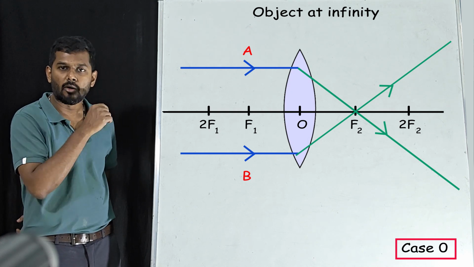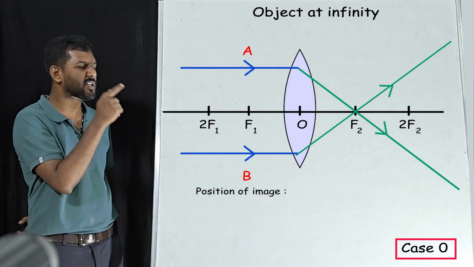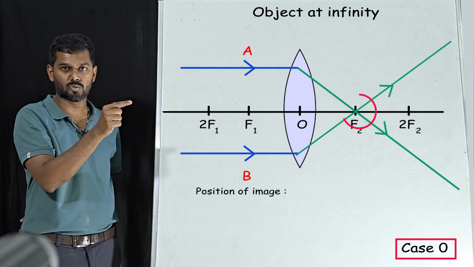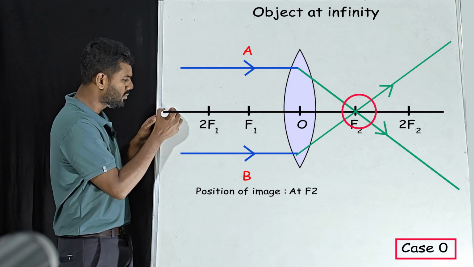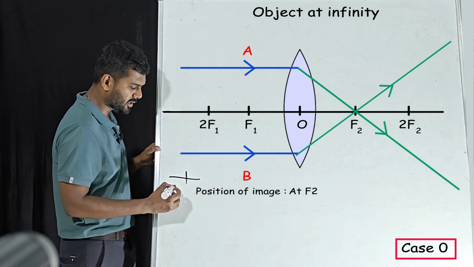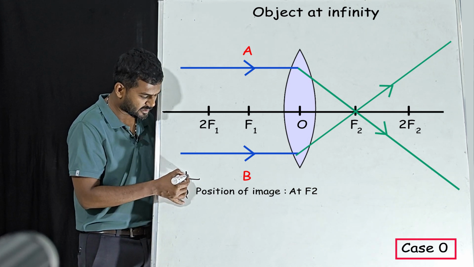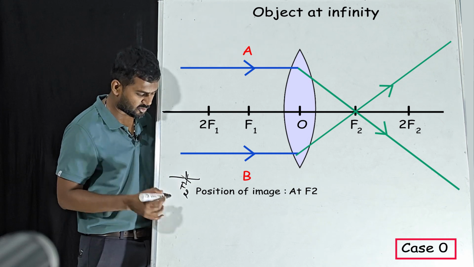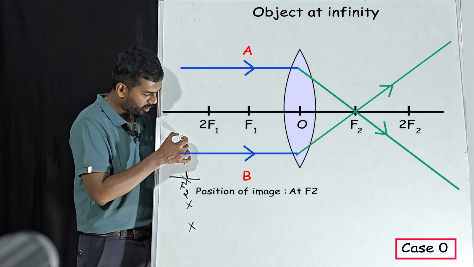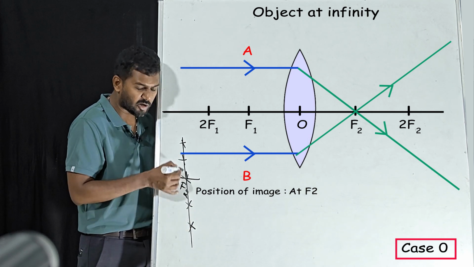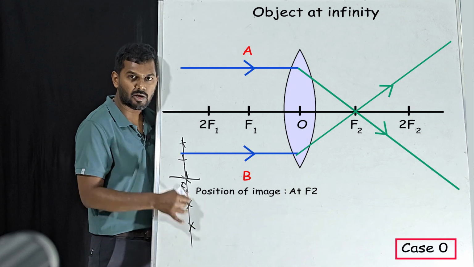First, position of the image. Where is the position? You can see the position at F2. Assume this is the point of F2. If you get the intersection here, or here, in all the cases, we call it F2 only. This complete straight line we call F2.